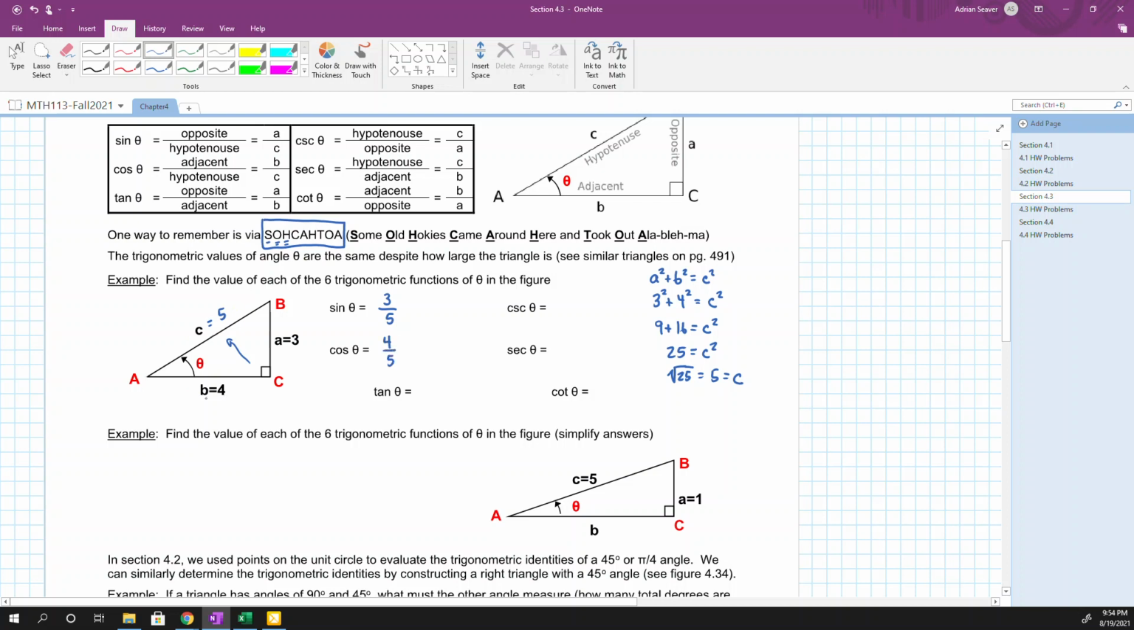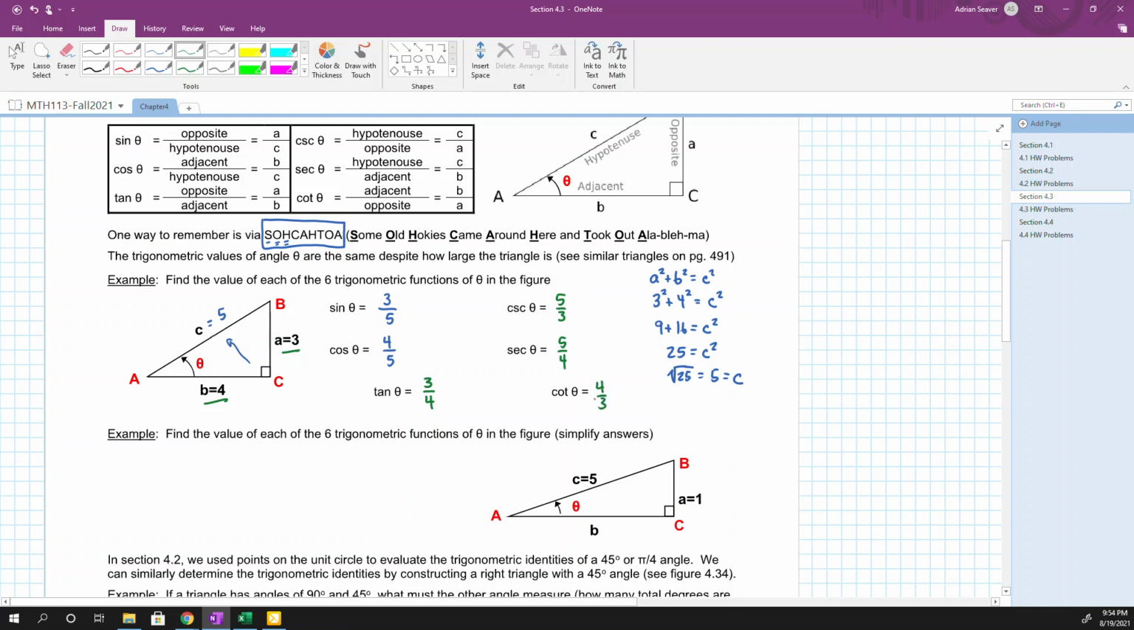And then the tangent of theta is the opposite. I'll switch colors here. The opposite over adjacent, so it would be 3 over 4. Now, if you go back to last section and just in general, you go to our reciprocal rules, you got 3 over 5 for sine, so that means cosecant would be the reciprocal, or that flipped, so it would be 5 over 3. The secant would be this one flipped, so it would be 5 over 4. And the cotangent would be 4 over 3.